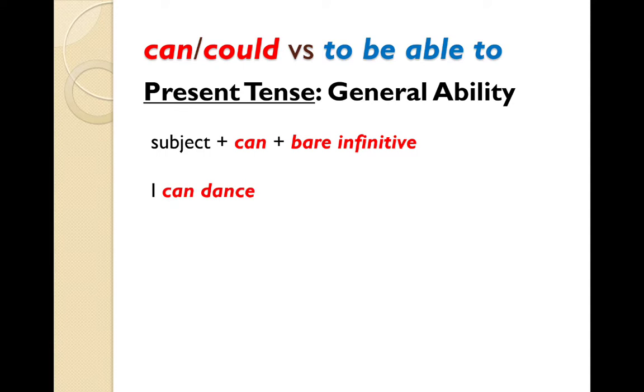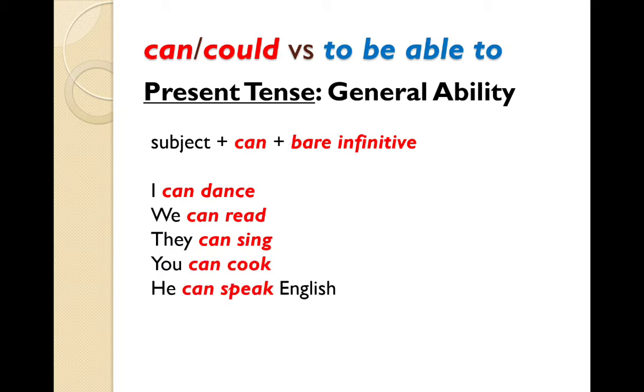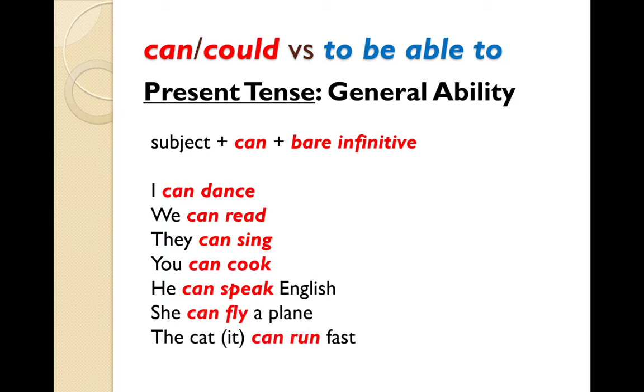I can dance. We can read. They can sing. You can cook. He can speak English. She can fly a plane. The cat, or it, can run fast. And notice that when you're speaking and in a normal sentence, we don't stress the word can.